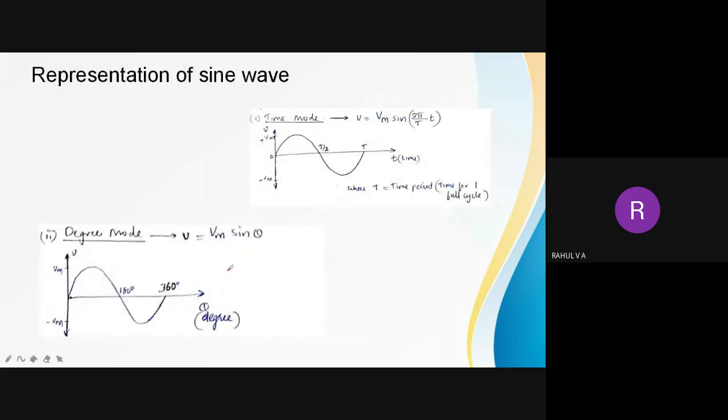Now the next topic is about the representation of a sine wave. How to represent a sine wave? There are three methods to represent a sine wave. One is in the time mode. So this is the time mode actually.